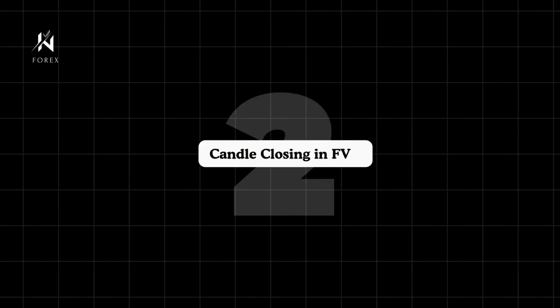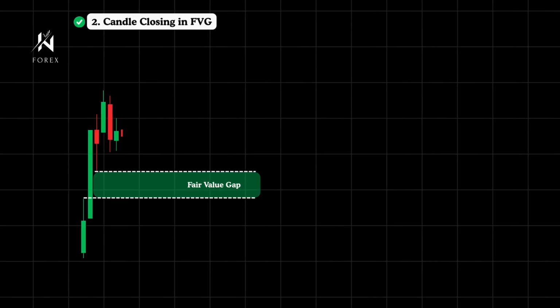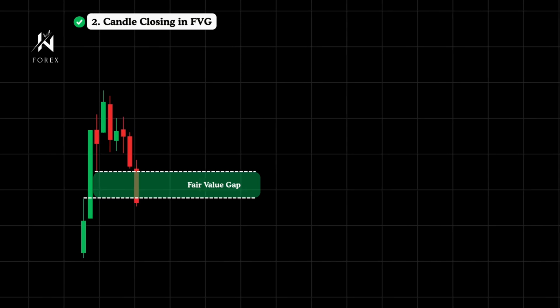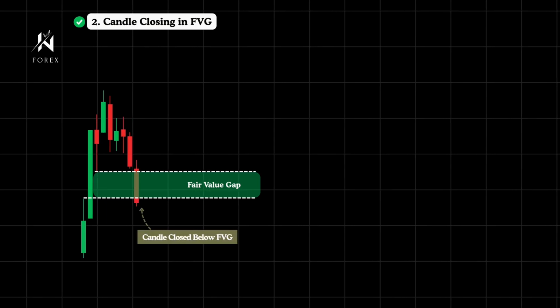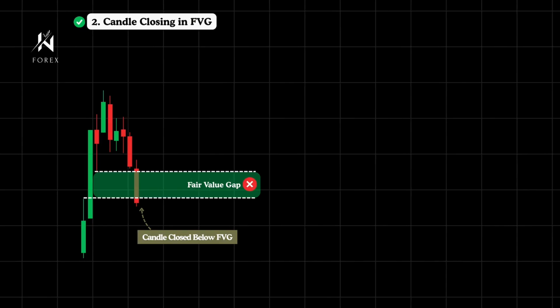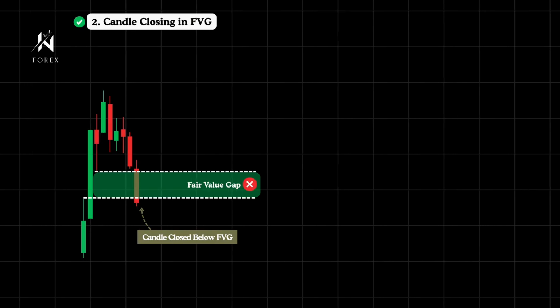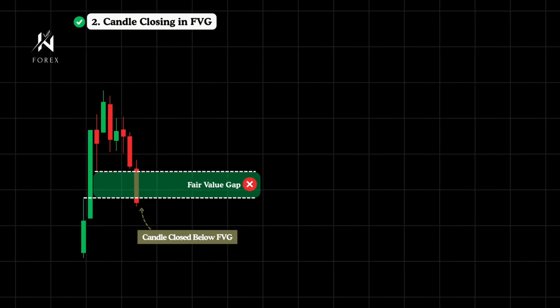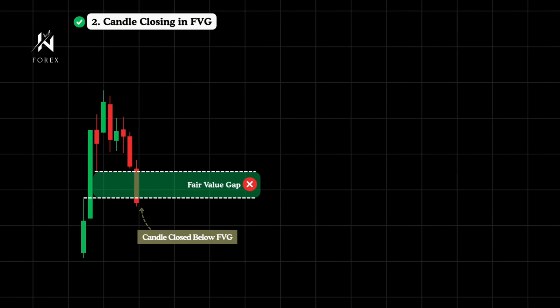Number 2. Candle closing within a fair value gap occurs frequently in the market. Sometimes, price reaches a fair value gap zone and breaks through it without respecting it, leading to the candle closing outside the gap. When this situation appears on the chart, it signals an invalid fair value gap, which cannot be used again because the price closed beneath that zone. As a result, we cannot take a trade in alignment with the previous trend.